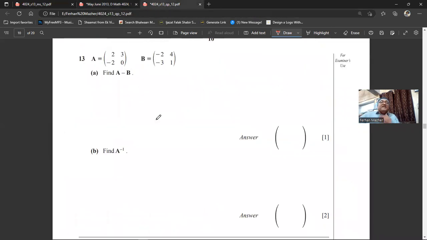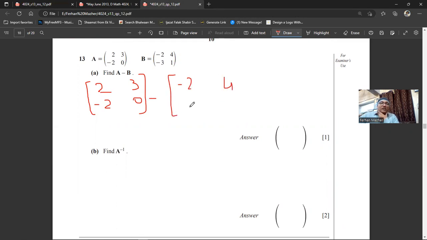So in the A part, it says find A minus B. So you have to find out A minus B. Very simple, you see, I will write here 2, and then you have 3 here, then you have minus 2, and then you have 0 here. From here, you have to subtract B, which is minus 2 and 4 here, and minus 3 and 1.